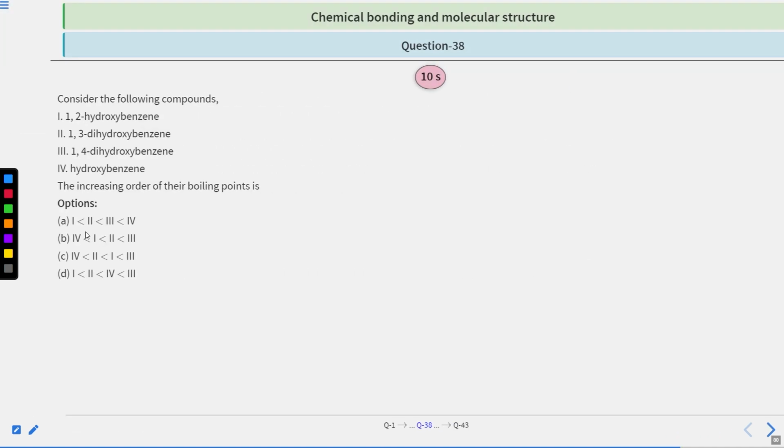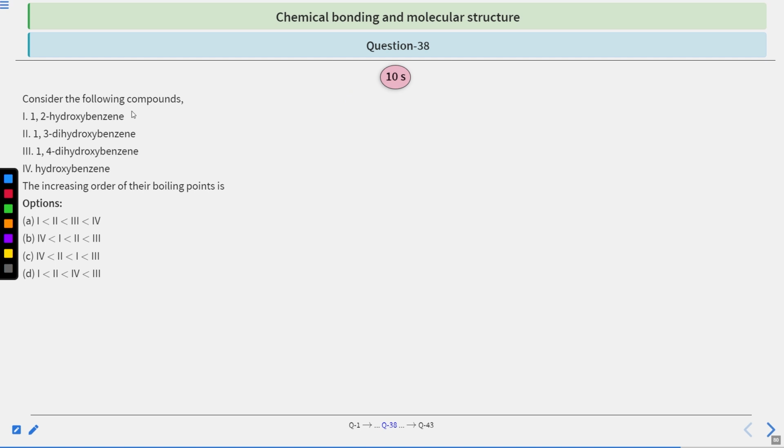Moving on to the next question, question number 38. Consider the following compounds. First, 1,2-dihydroxybenzene. Second, 1,3-dihydroxybenzene. Third, 1,4-dihydroxybenzene. And fourth, hydroxybenzene. The increasing order of their boiling points is. Options are: fourth, then third, then second, then first; third, then second, then first, then fourth; third, then first, then second, then fourth; and third, then fourth, then second, then first. You have 10 seconds to solve this question. After that, we will see the answer.